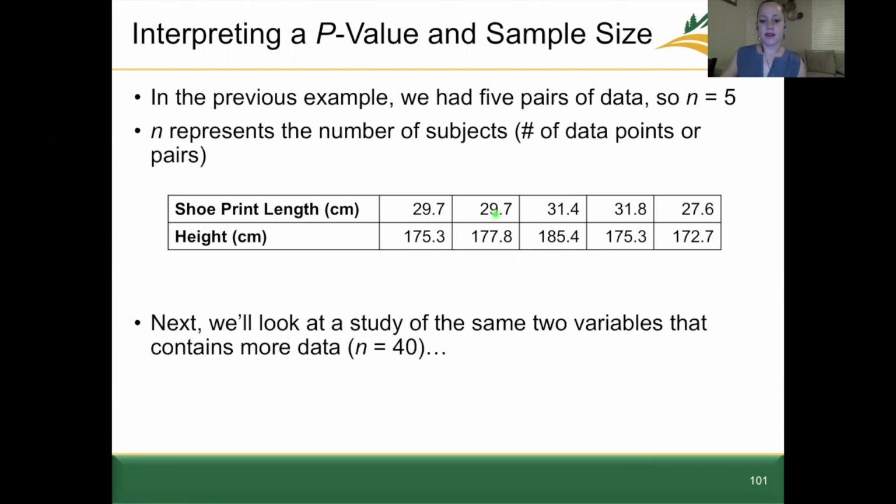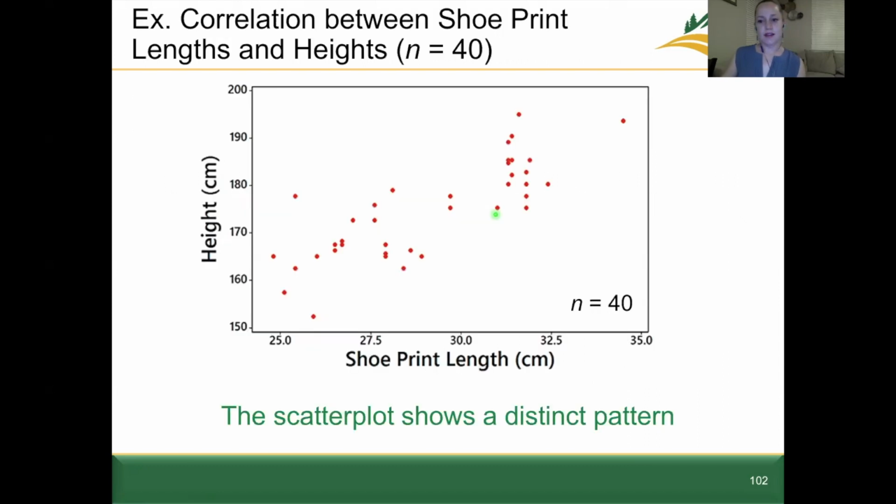Next, we'll look at a study of the same 2 variables, so shoe print length and height, that contains more data. So we have n equal to 40 for the next example. So now n is equal to 40, so we have 40 data points here, where our x value is still shoe print length and our y value is still height in centimeters.